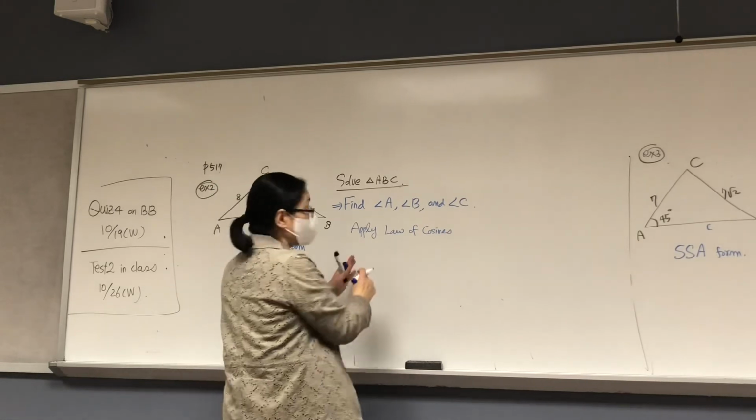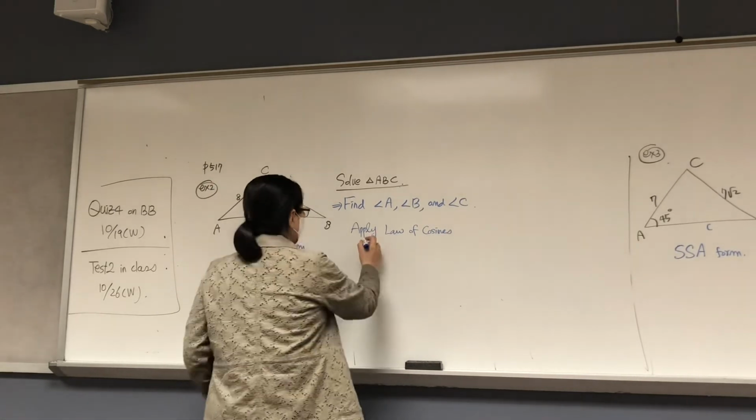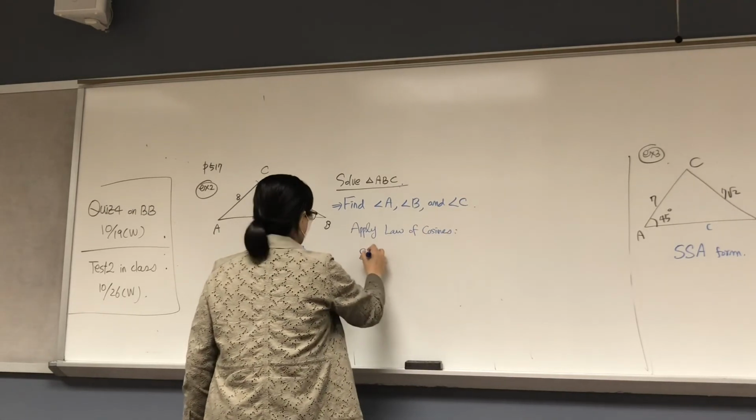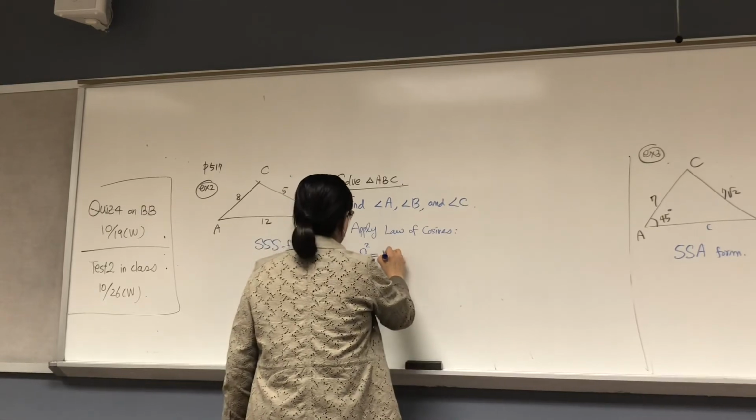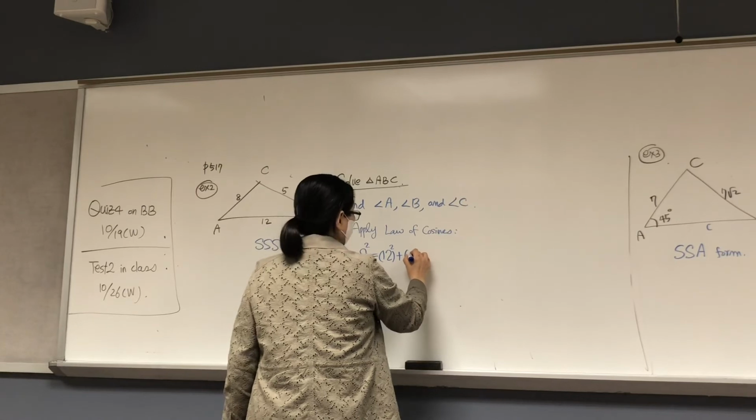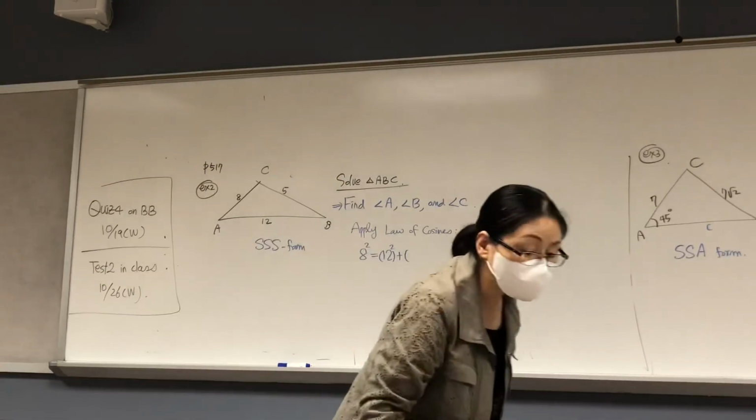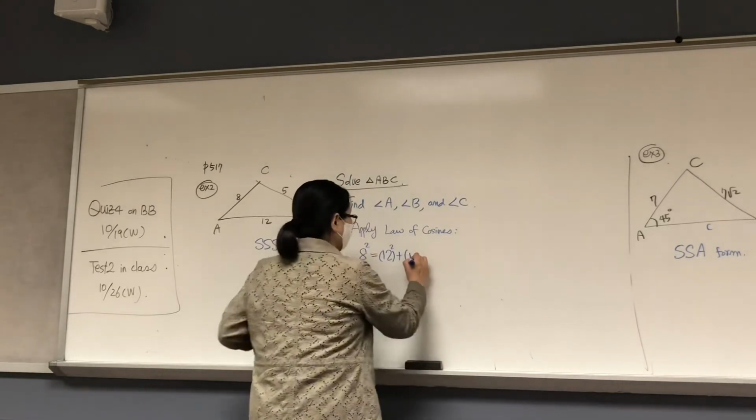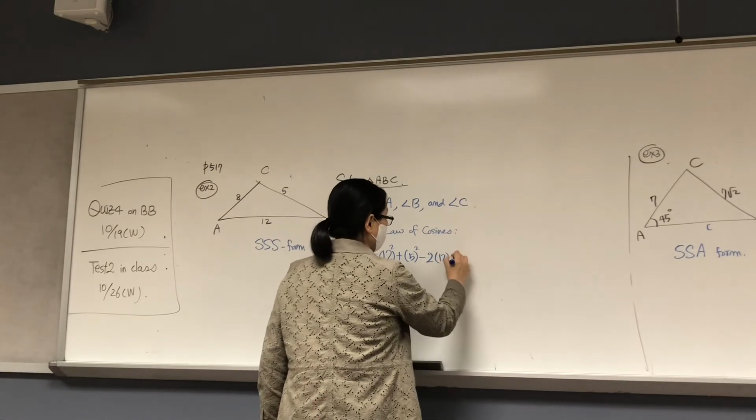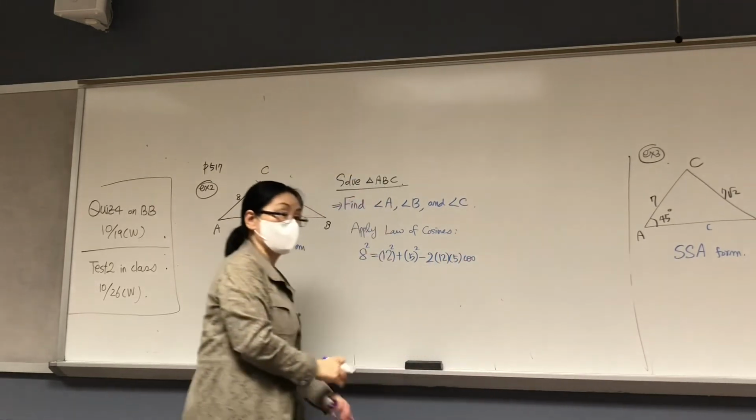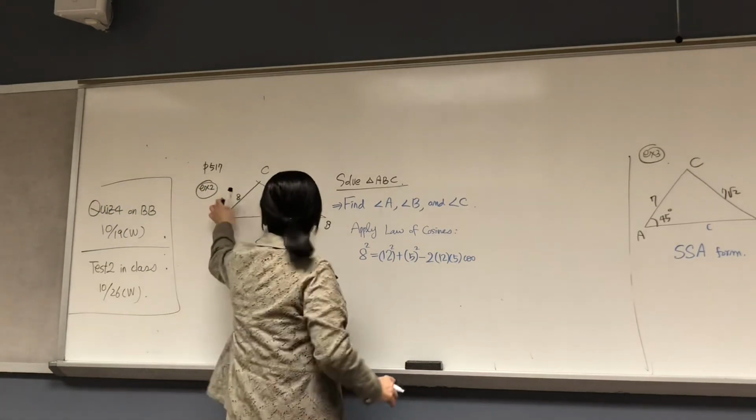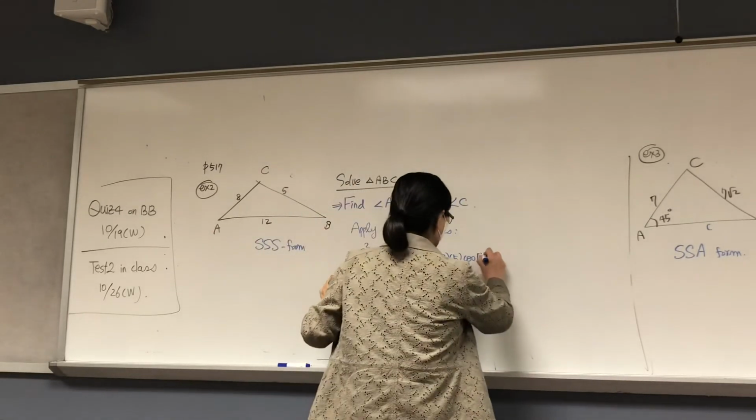Choose one. So it'll be 8 squared equals 12 squared plus 5 squared minus 2 times 12 times 5, cosine what? Cosine B. Yes. Good. Am I right?